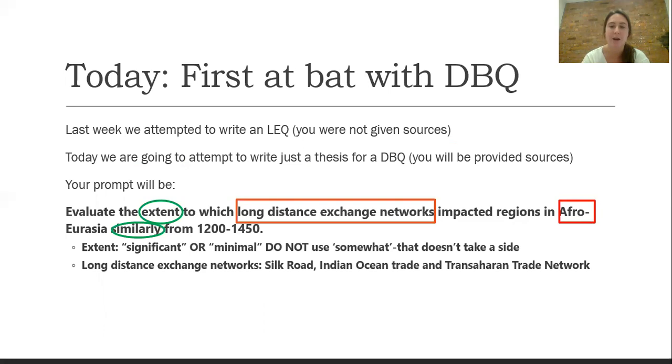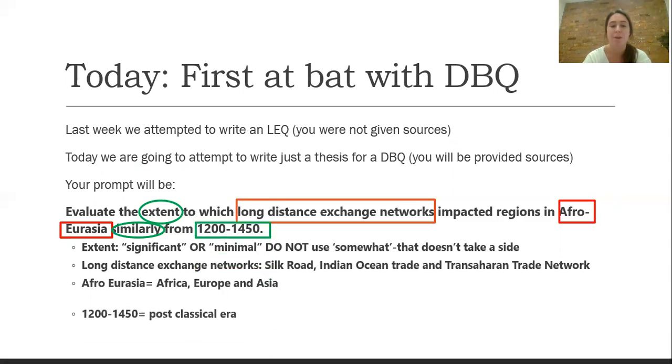We're asking ourselves how those networks impacted regions in Afro-Eurasia. Well, what is Afro-Eurasia? Afro-Eurasia is Africa, Europe, and Asia. So we're looking at how it impacted those regions, and was the impact similar in Africa, Europe, and Asia, or was it different in those different regions? And we're looking specifically at the time period of 1200 to 1450. We know that that is the post-classical era. So make sure you are breaking down prompts like we just did together for every essay that you write. That will make sure that you're setting yourself up for success on that essay.